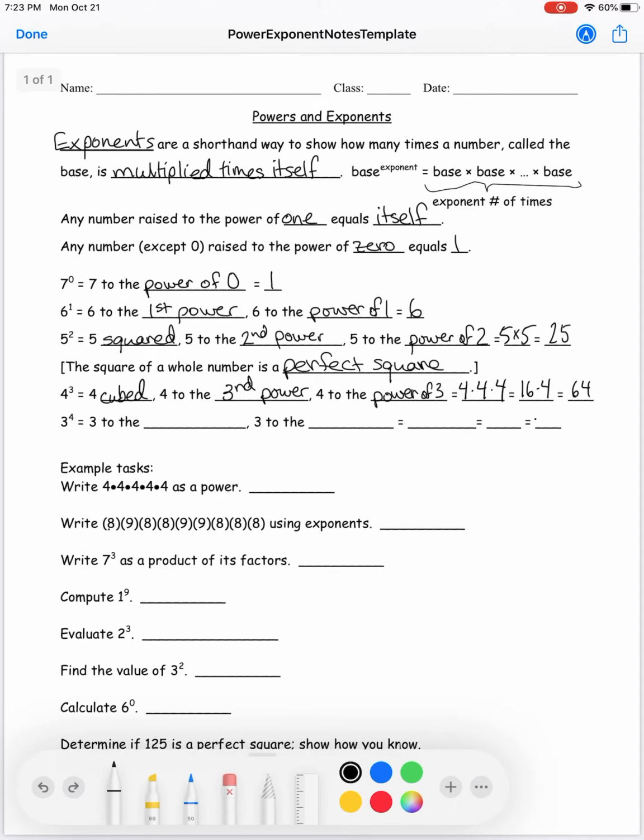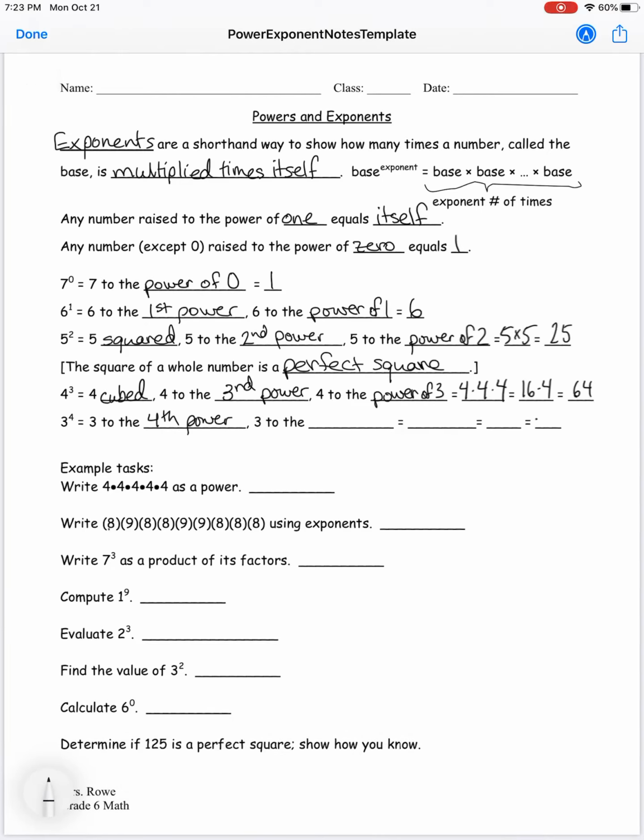Trying to get the blurriness away again. And then the exponents after that, they don't have geometric tie-ins anymore. So 3 with an exponent of 4 could be 3 to the 4th power, or 3 to the power of 4. Again, if they ask me to show its repeated factors, I might write 3 times 3 times 3 times 3.